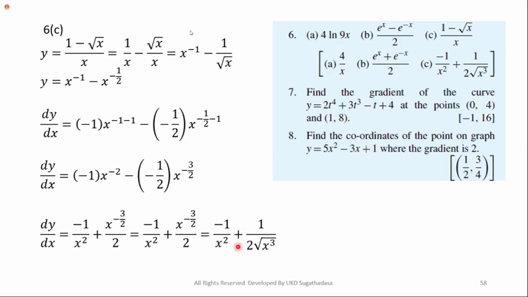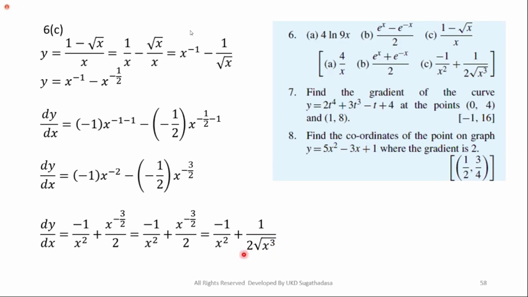Finally, you get minus 1 upon x squared, and here this could be written as 2 square root of x cubed. This x to the power 3 by 2 means 1 upon x to the power 3 by 2. That can be written like this. 3 by 2 means the square root of x cubed. Some students convert it another way. Remember, this is not the cube root of x squared. This is the square root of x cubed.